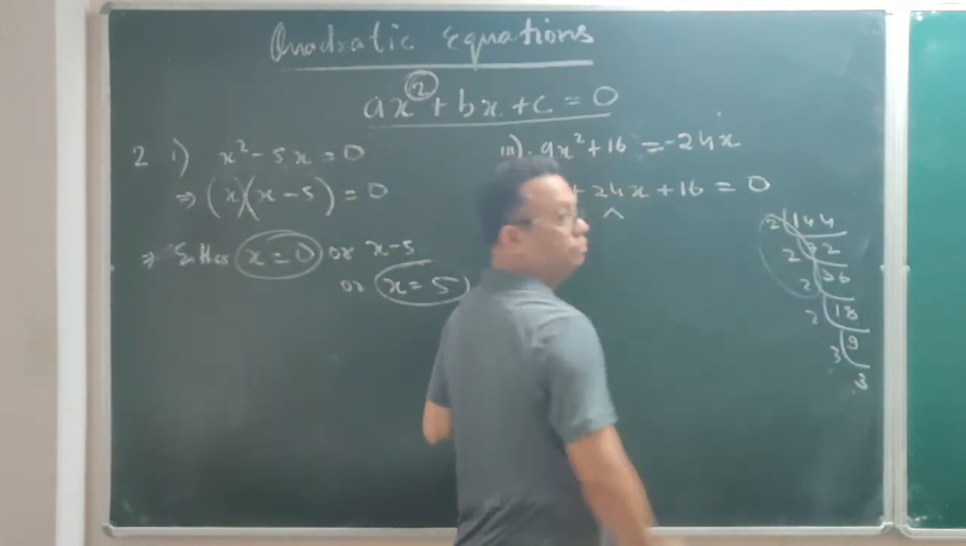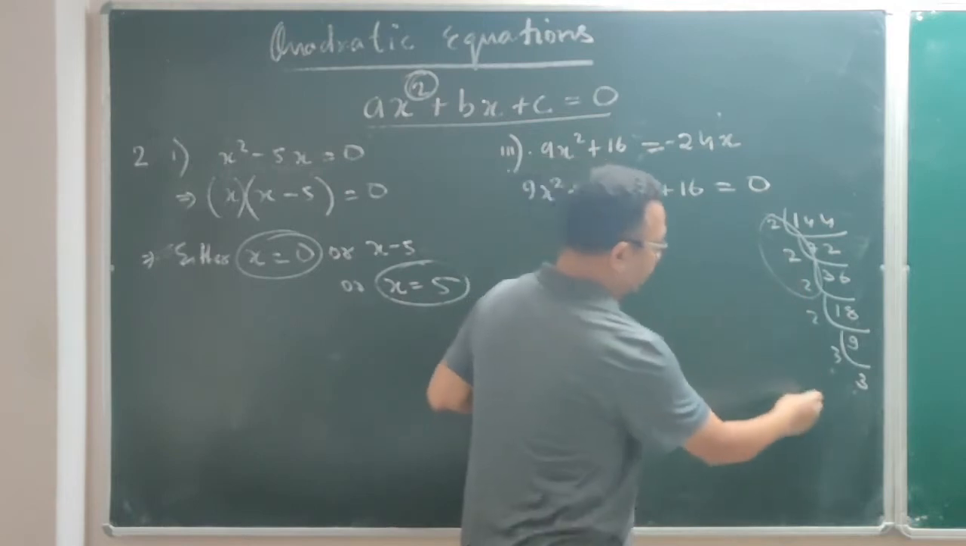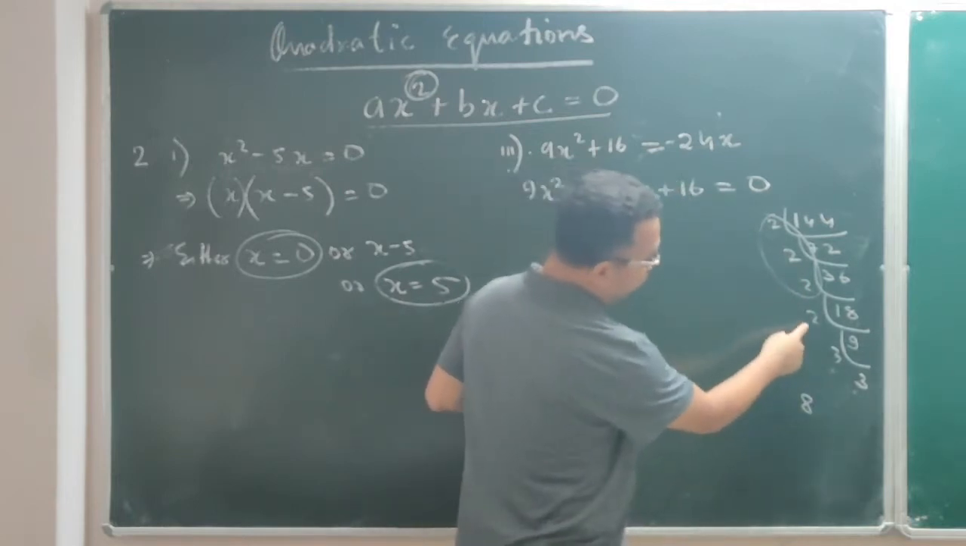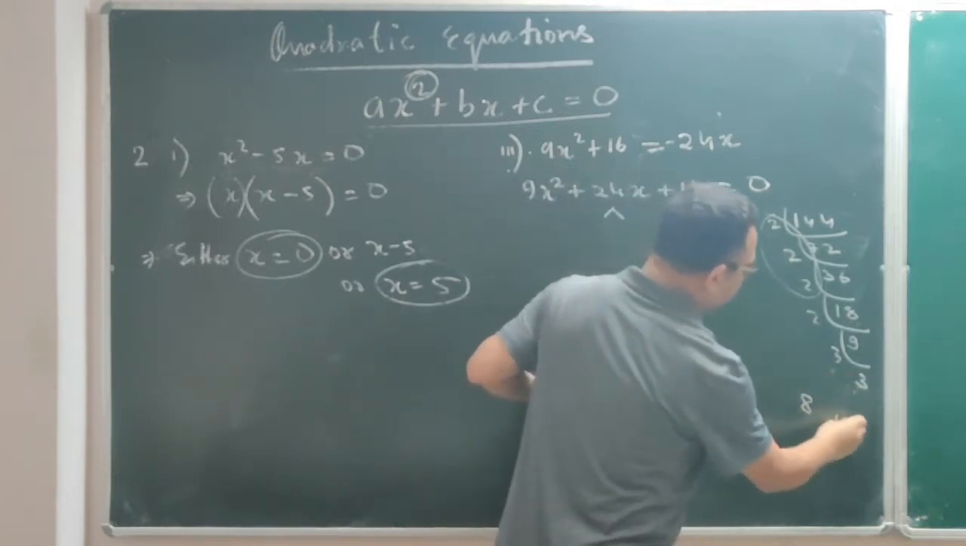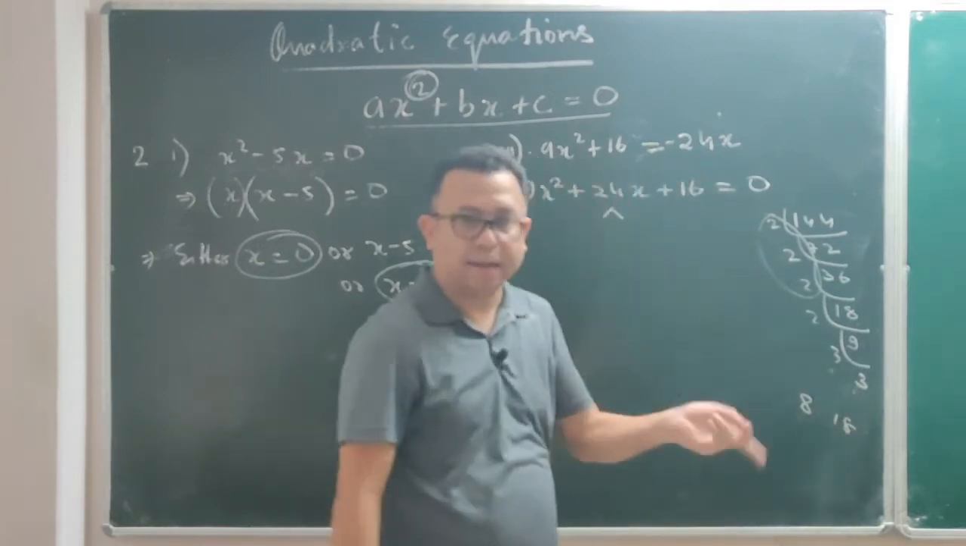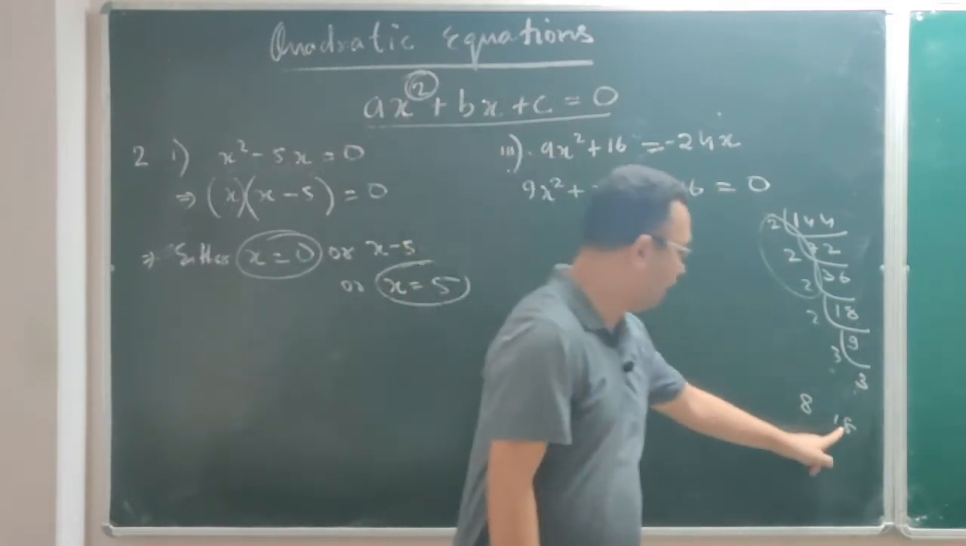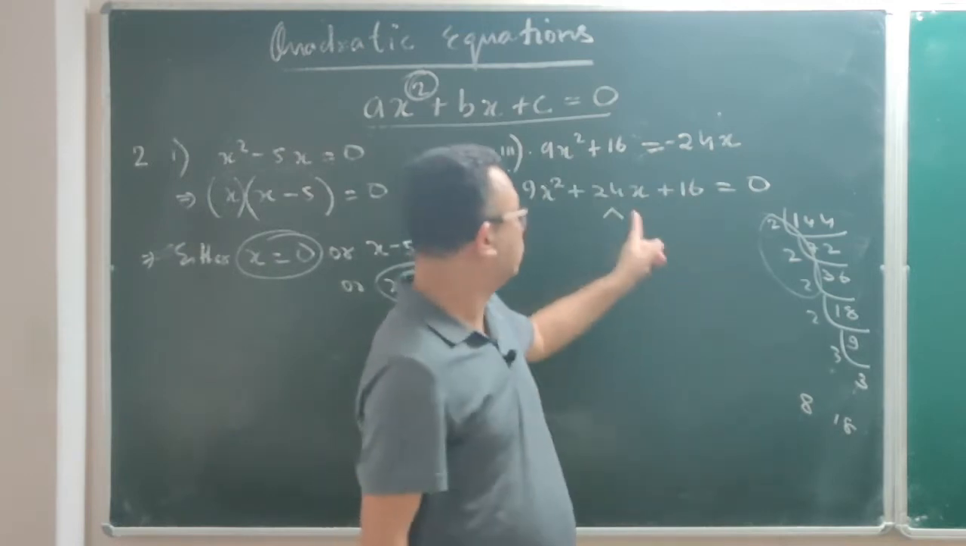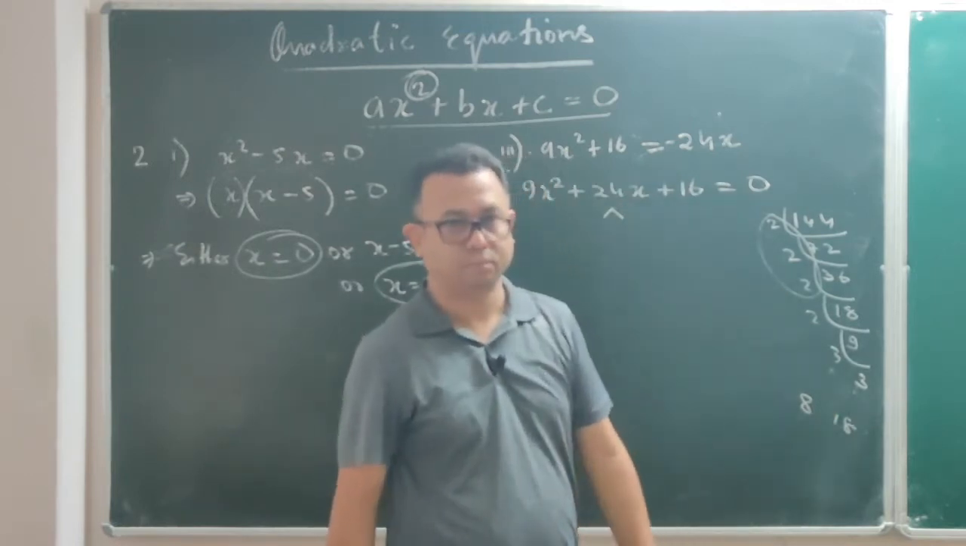Let me try with this 3. 2 3 is 6... 2 4s are 8. Okay, one number I'll take is 8. Now the remaining number: 2 3s are 6, 6 3s are 18. Now see, 18 and 8, if I add or subtract, whether I am getting 24 or not. If I add 18 plus 8, I get 26. So I am not getting it, so my factors are not right.